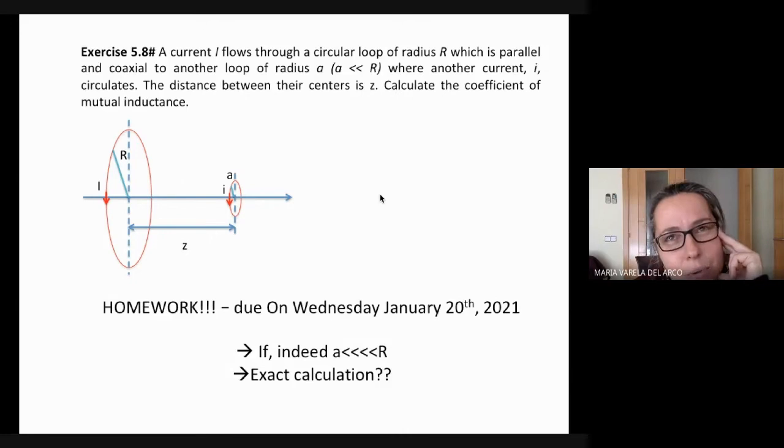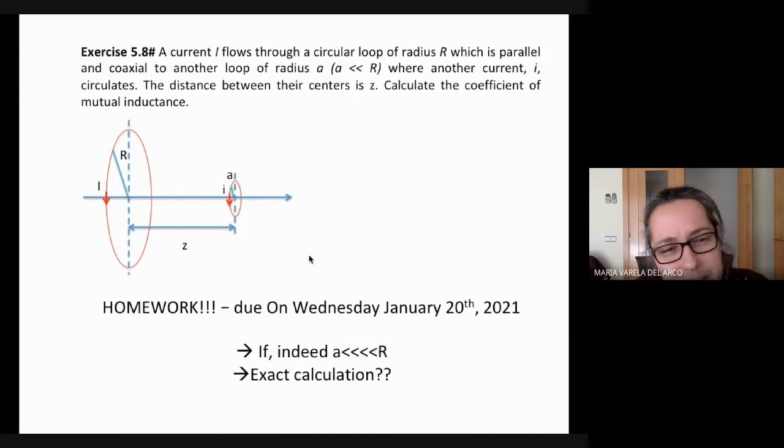And actually, I want you to try to do it in two ways. First of all, the easiest way, okay, is what if indeed a is super tiny, all right? When compared to capital R, of course. In this particular case, a is always smaller than R, much smaller than R. So the tiny circle can always be considered as a magnetic dipole. That's a clue, okay?